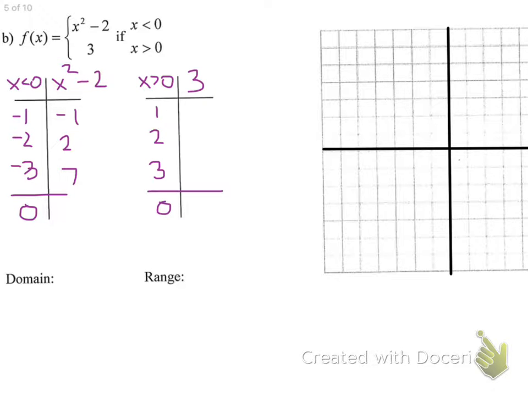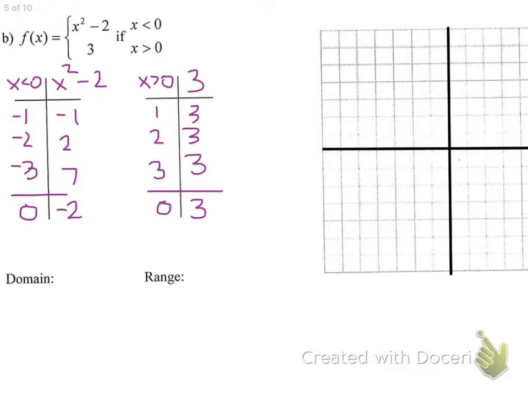And for our open dot, when I plug in 0, I get the y value of negative 2. On my other chart, when I plug in 1, I get 3. I get 3 every time. There's nowhere to plug in anything. Therefore, it's a constant piece at the y value of 3. So we plot our points.